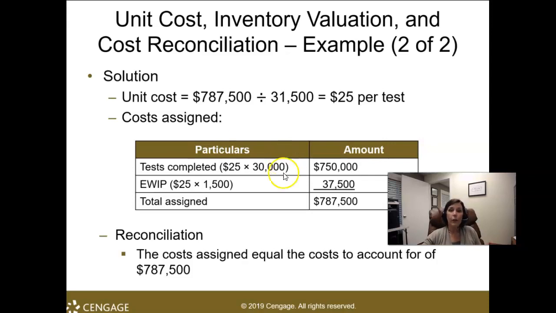And so then we prepare this little reconciliation report to make sure that we've in fact accounted for all of the costs. So we've got our tests completed at $25 a unit, and that was 30,000, so that gets us to 750,000. Then we have our ending work in process at 25 a unit times the 1,500 units, and that's 37,500, and lo and behold, that works us back to the total costs.